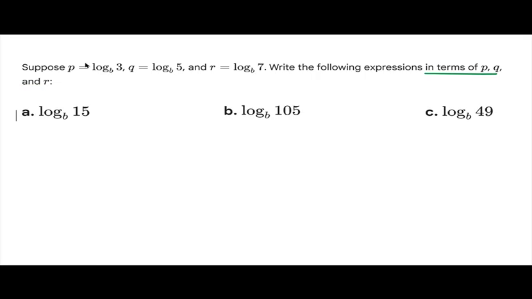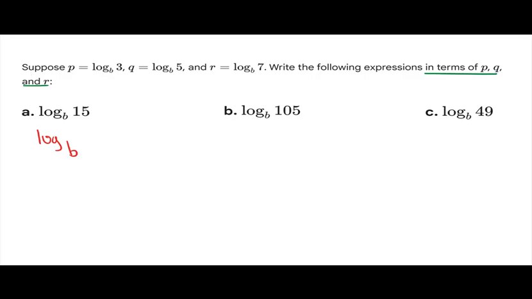One thing you need to remember is anytime a question says "in terms of" something, that means that something should be written in your answer. So in this case, in terms of P, Q, R, that means our answers should have the letters P, Q, and R in them, along with maybe some numbers. Okay? So let's take a look at example A here.